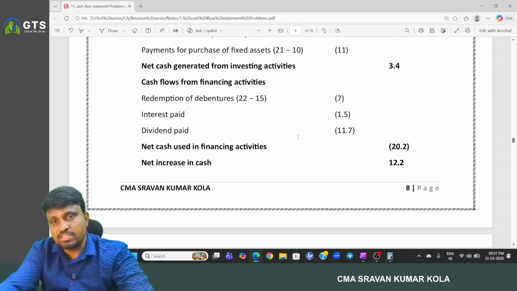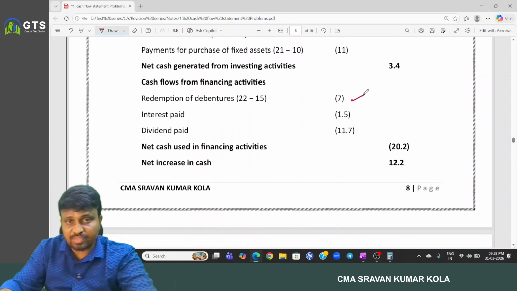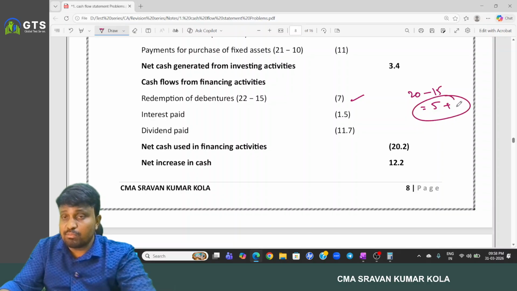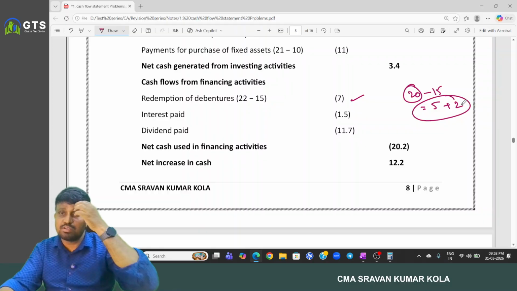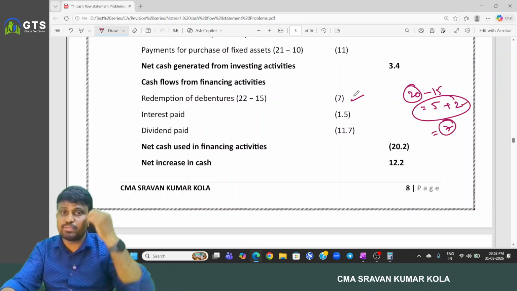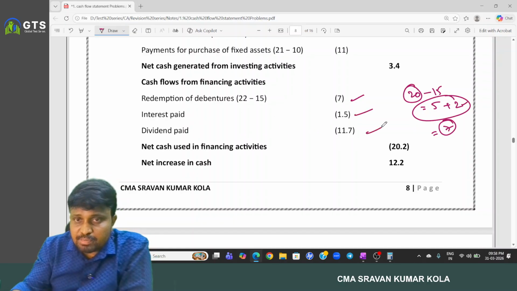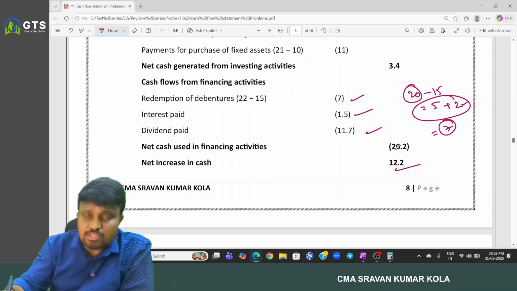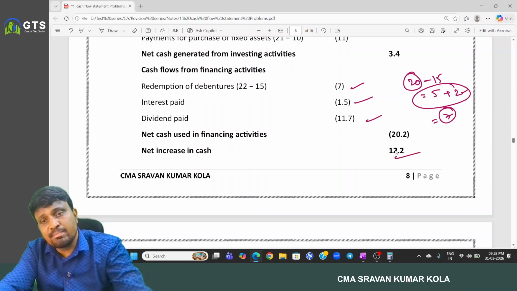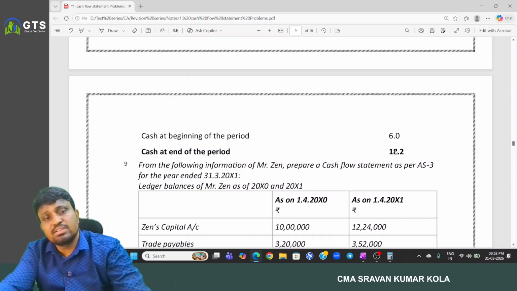Financing activity: redemption of debentures, 7 crore we paid in cash. Actually, out of the 20, 15 crore is there, plus the premium. 20 crore into 10% premium is 2 crore. Total 7 crore we paid in cash. And interest paid, 1.5, dividend paid, and net cash flows, net increase in cash. The opening balance we have added, and then we get the closing balance.